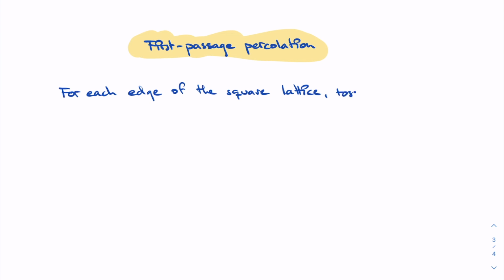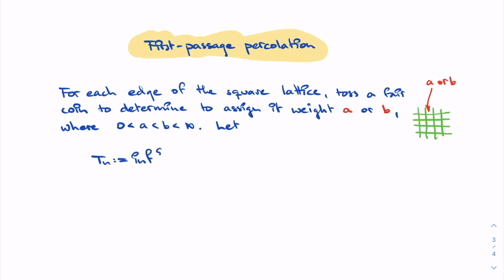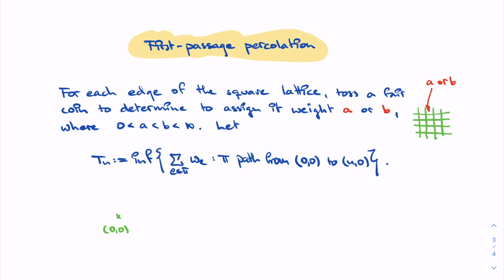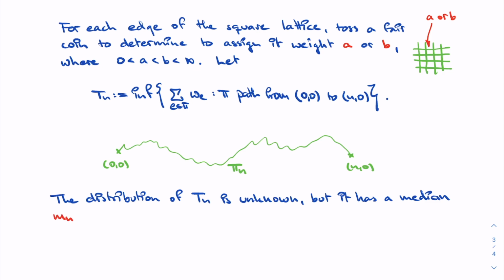To each edge of the square lattice, toss a fair coin to determine whether to assign it a weight A or B, where A and B are non-negative real numbers. Let Tn denote the minimum weight sum picked up along any path from the origin to a point n steps to the right. The distribution of Tn is unknown, but it has a median.